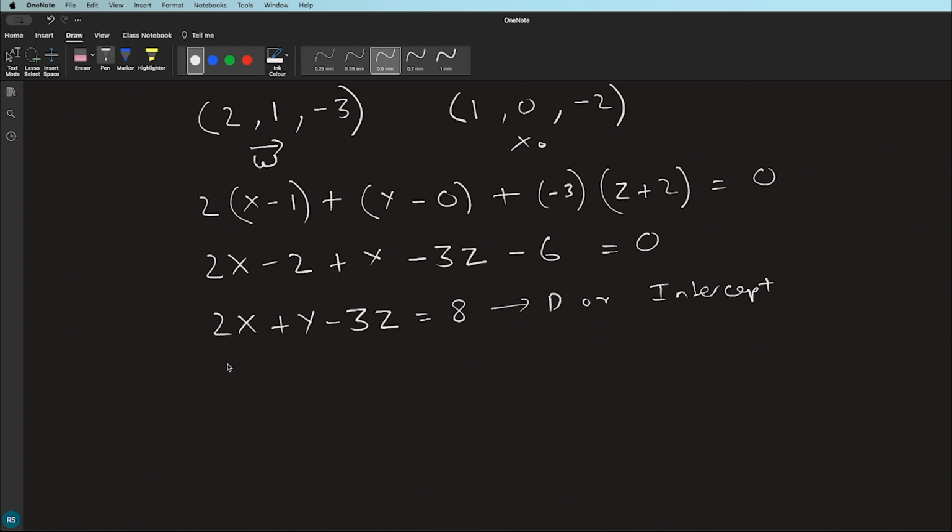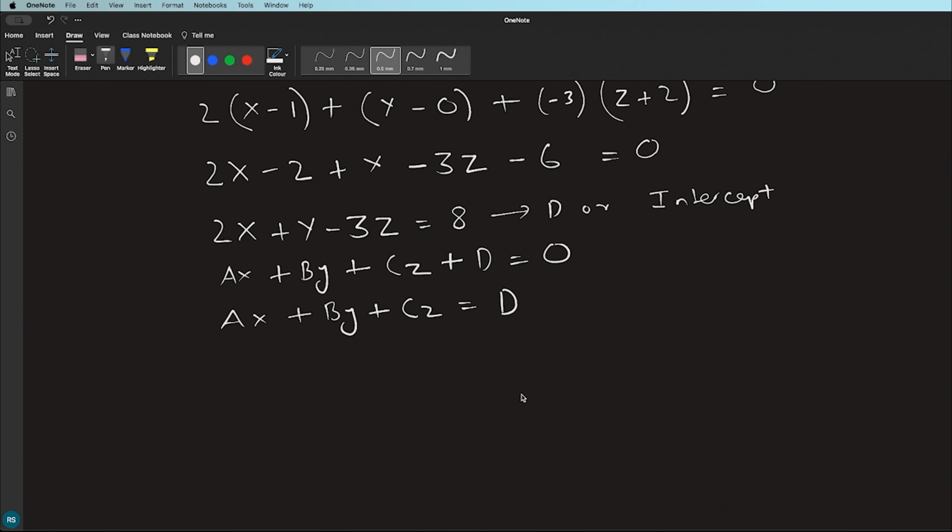So I can also write this equation in the general form as ax plus by plus cz plus d equal to 0, or I can write it as ax plus by plus cz equal to d.